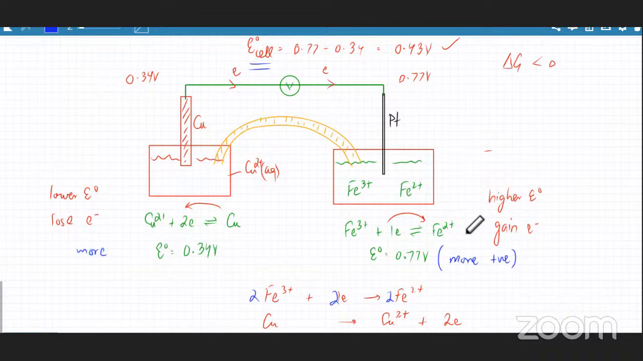You can make this more negative, more lower. How do you lower this? You have to make it produce more electrons. So you can decrease the concentration of copper 2 plus. Okay, so you'll get questions on this. Clear?